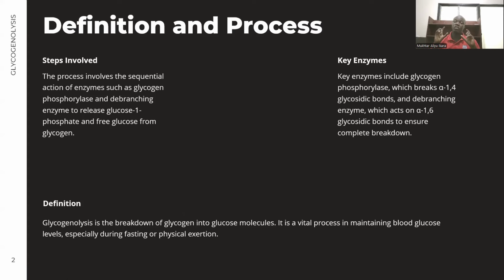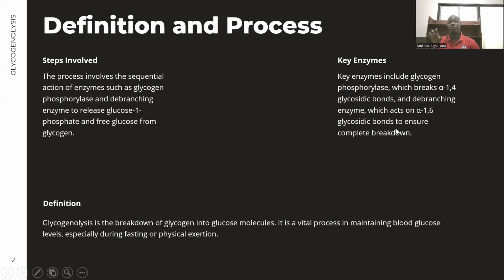We know that glycogen, if you didn't watch my video on glycogenesis, you can go back and watch it, is made up of the linear chain and the branch chain. The linear chain is made by alpha-1,4 glycosidic bonds, while the branch chain is made up by alpha-1,6 glycosidic bonds. Therefore, if you are breaking that glycogen, you must break down the alpha-1,4 glycosidic bonds and the branch chain. To break down alpha-1,4 glycosidic bonds, you need an enzyme called glycogen phosphorylase.